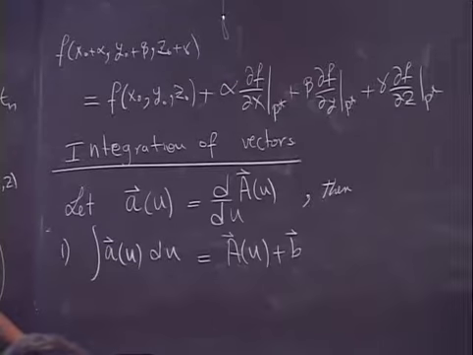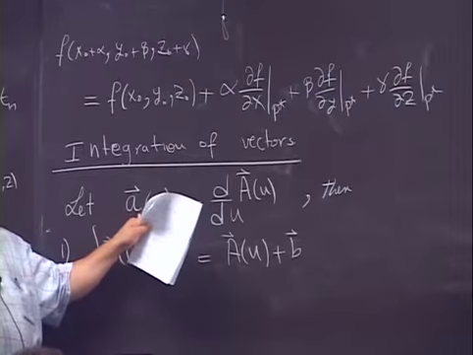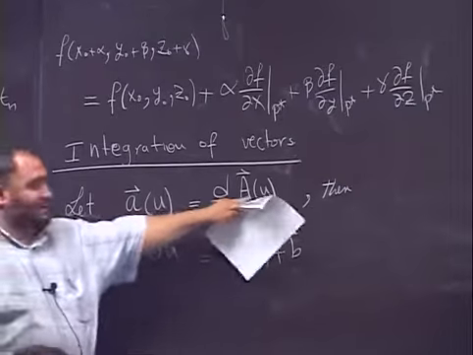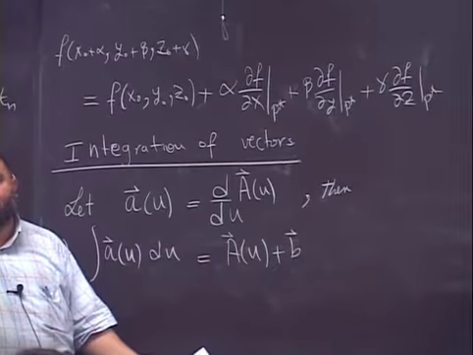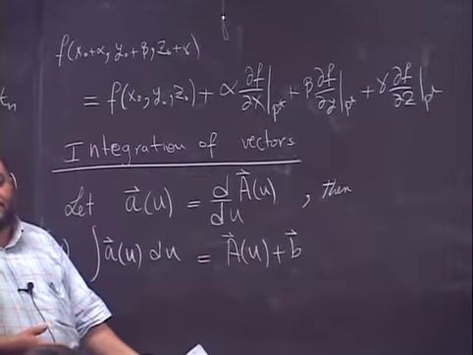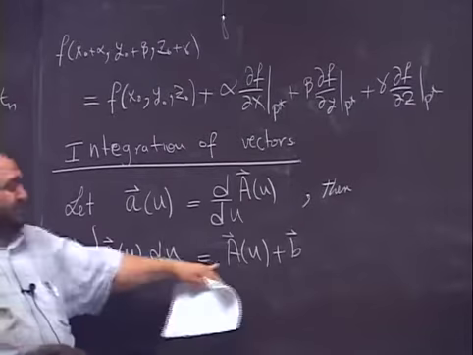Integrating the velocity to find a position? Yes, to find the position, or integrating the acceleration to find the velocity. So in this case, this will be what? The acceleration field, and this will be what? The velocity field. So you will differentiate the velocity field to get the acceleration field, or you integrate the acceleration field and you get the velocity field.